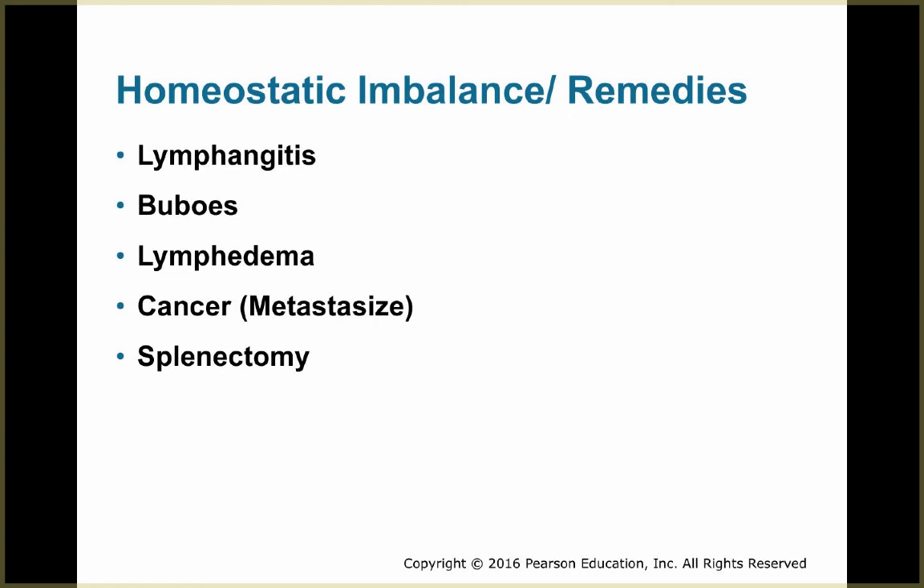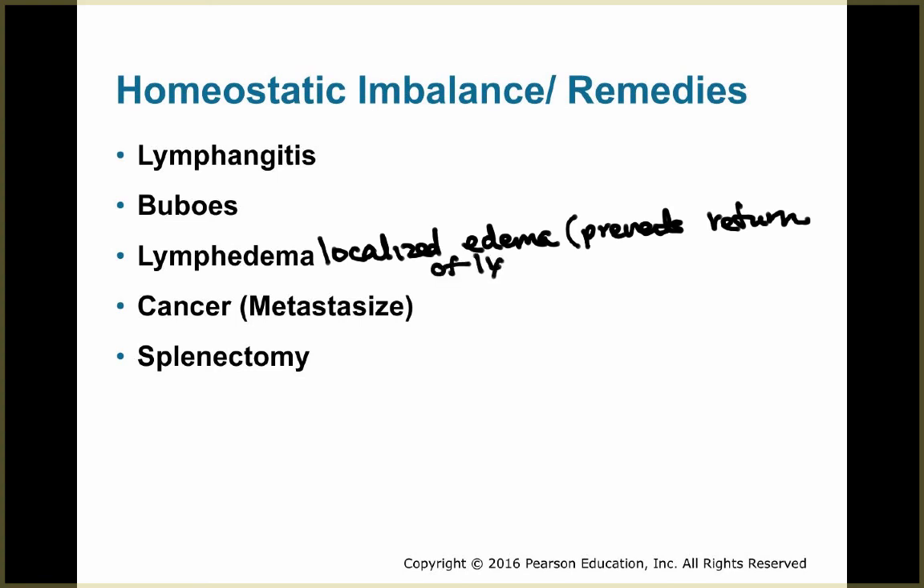Lymphedema is localized edema. And this is caused by anything that prevents the return of lymph to blood. So examples here, tumors may be blocking lymphatics, or a removal of lymphatics during cancer surgery. Basically, lymphedema may improve if some lymphatic pathways remain and enlarge.